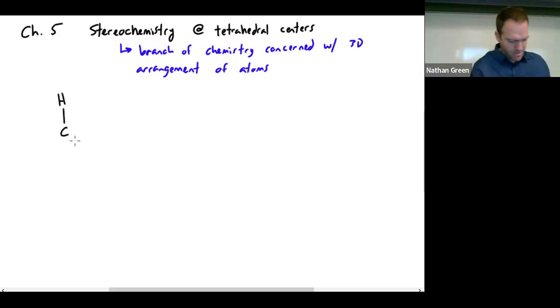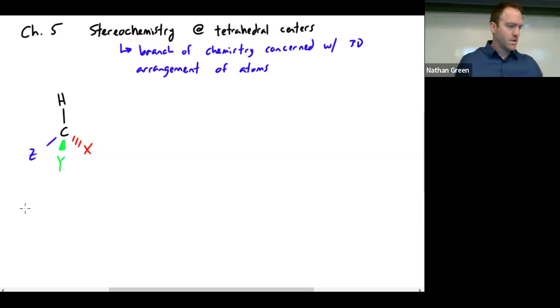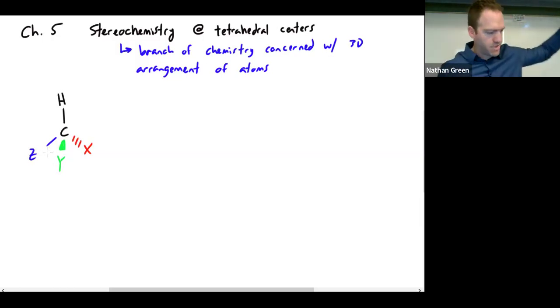So if I have a carbon with tetrahedral centers with 4 different groups attached to it, so that would be a carbon, hydrogen, let's do it this way, X, Y, and Z. So the hydrogen, carbon, and Z are all in the plane of the page or in the plane of the screen.